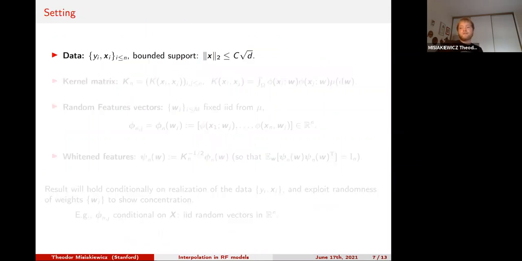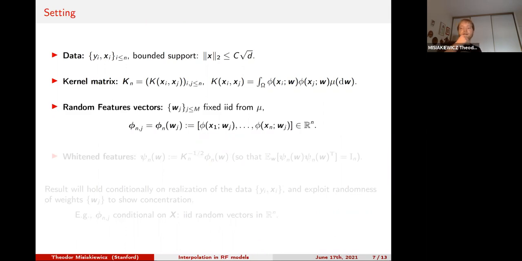So let me just describe very quickly the setting and assumptions. We have n i.i.d. samples, and we don't assume much about them, just that X has bounded support. Here I defined the kernel matrix, which is the kernel evaluated at the training points. We are given M weights w_j, i.i.d. samples from mu, and I denote by phi_n(w_j) the random features vectors associated to w_j, evaluated at the data points x_1 to x_n. I also introduced these whitened features psi_n(w), which is just K_n to the power minus one half times phi_n. They're whitened because their covariance is just the identity.